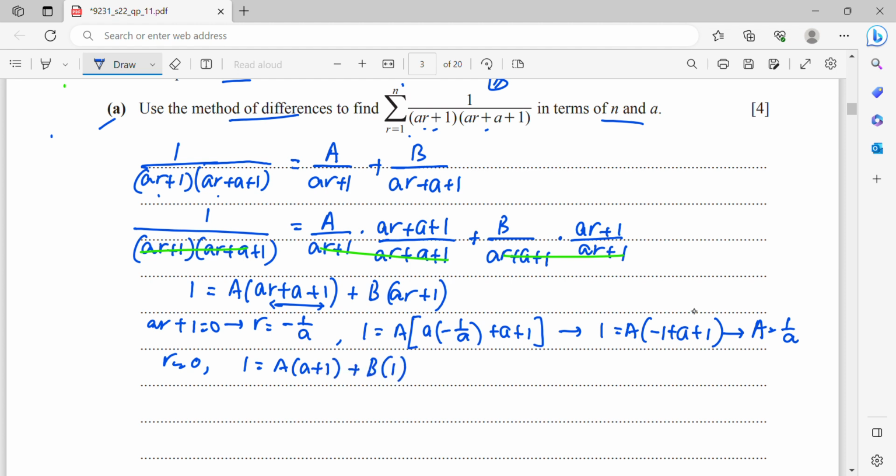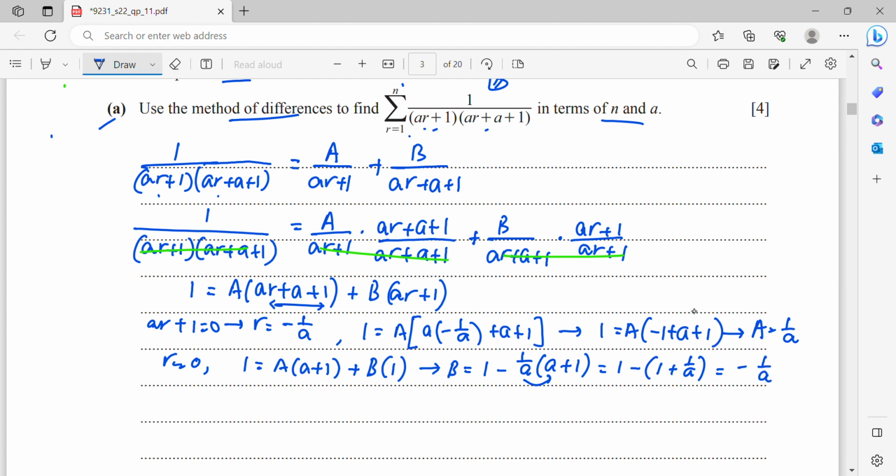That's the easiest way. So now my B is going to be 1 minus capital A, which I will replace by 1 over small a, then multiply by (a plus 1). So here it will be 1 minus 1 over a times the bracket, you will get 1 plus 1 over a. So when you open all the brackets, it will be negative 1 over a for the B.